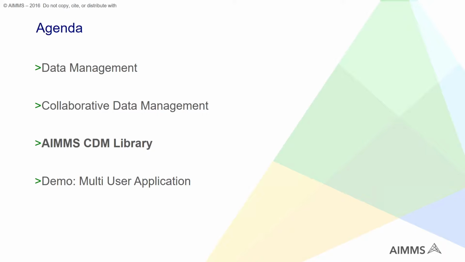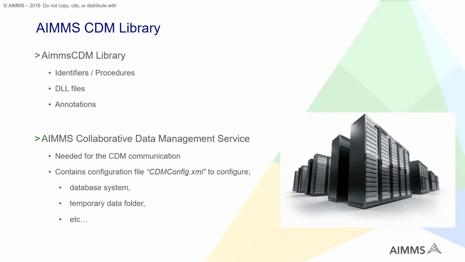So now that I've introduced to you the main idea of our CDM library, I want to dive a little bit more into the library component itself. Take a look at what it has to offer and what we need to make it work. With the AIMS CDM, we have two main components. We have the library itself, that is a library that we add to our AIMS application, and it contains all the needed identifiers, procedures, DLL files, and an annotation.